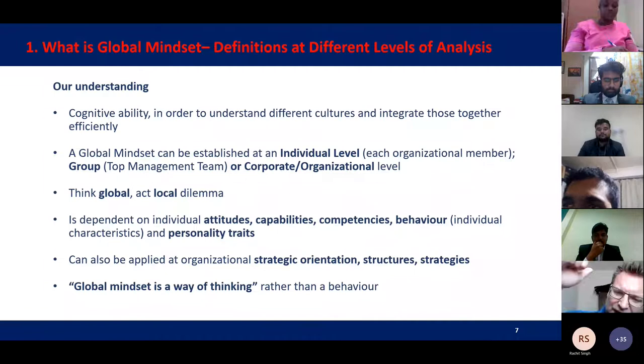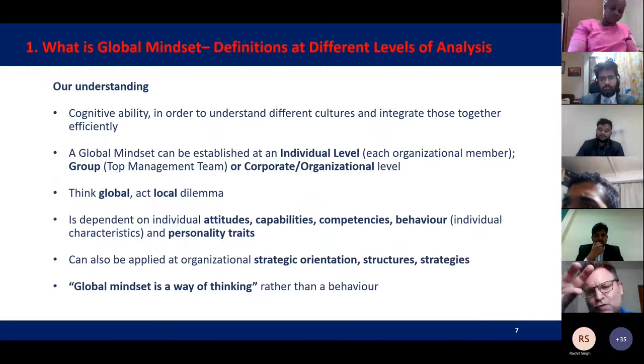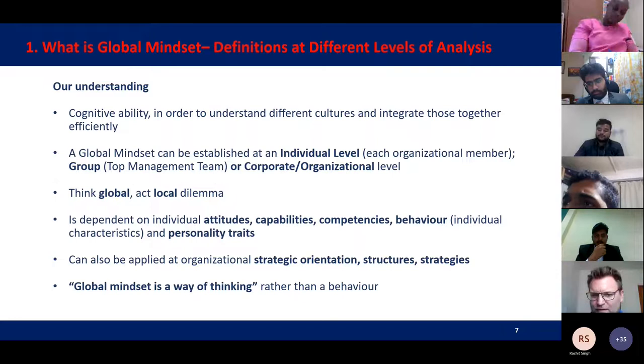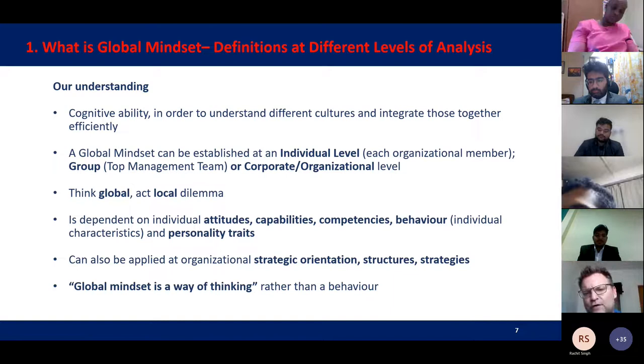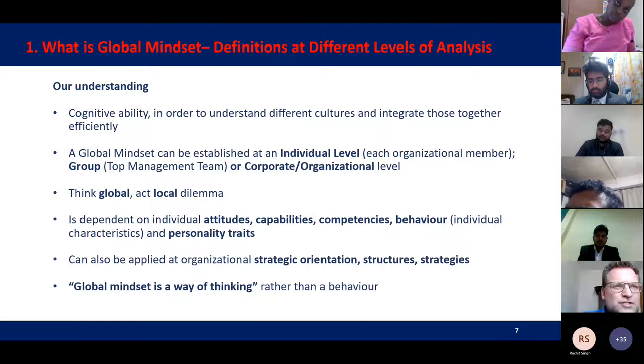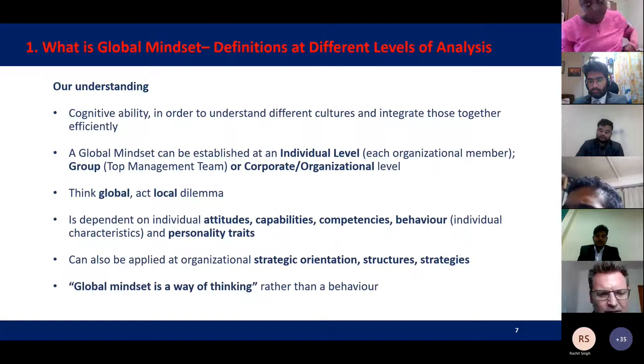So individual level. Top management team. So how much diversity do we have in the top management team? And what about how to establish a global mindset on this corporate level, on the whole organization? And this is something where we have three kinds of levels. I mean, we even have another level on the country level where you say, do people have in India a higher global mindset than in Germany? So I would say Canada might have a higher because they have the English speaking people, the French speaking people, but we need to do an analysis in order to look at.